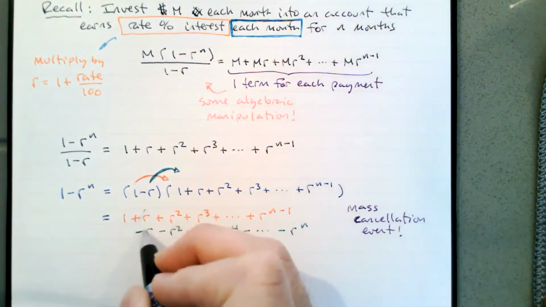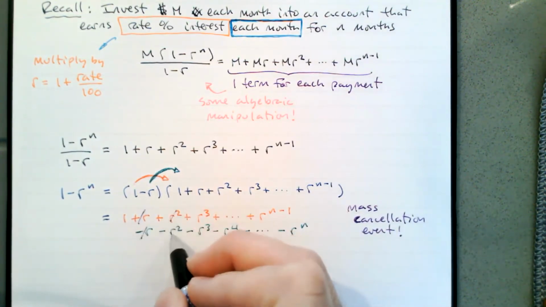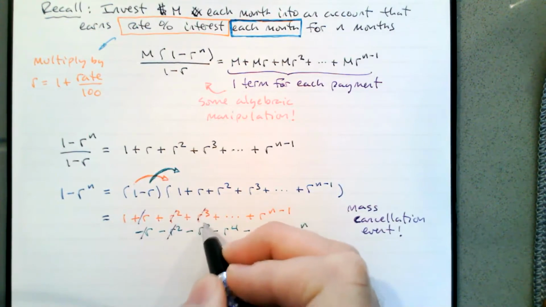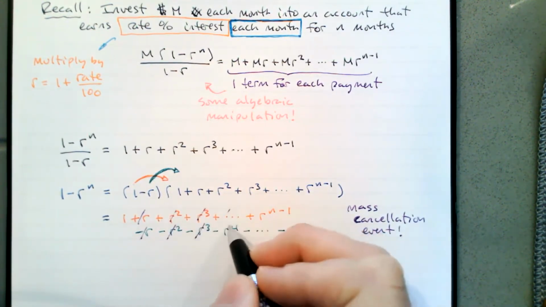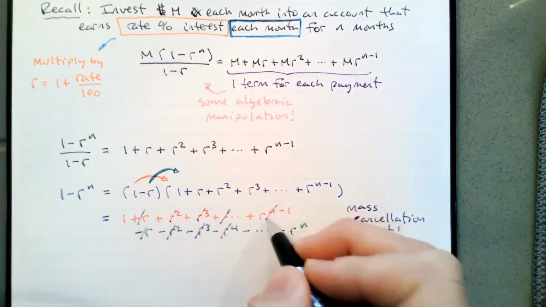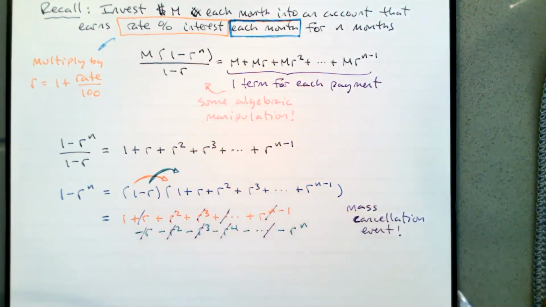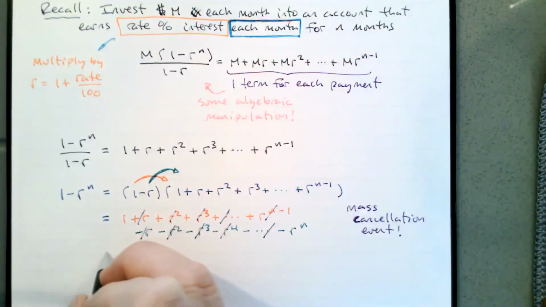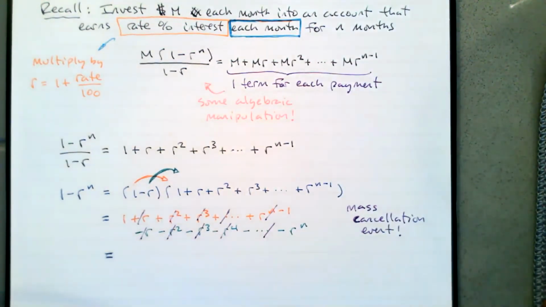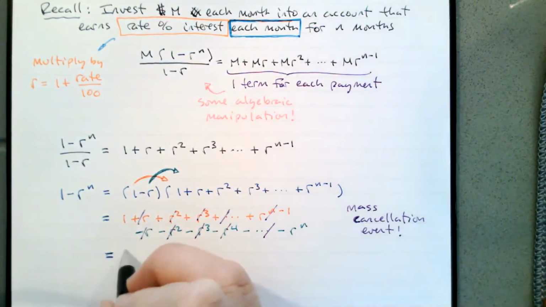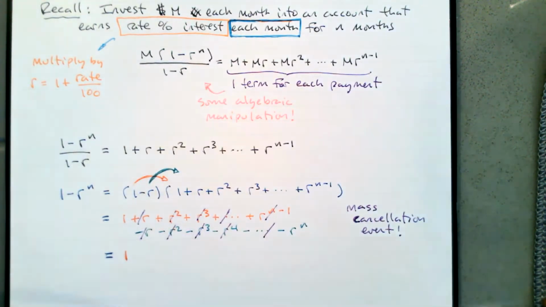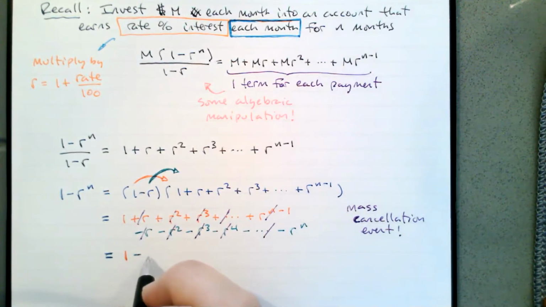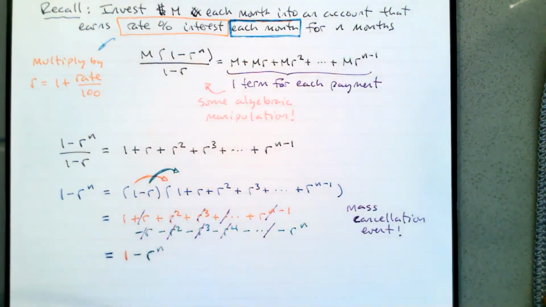As we have a plus r and a minus r, a plus r squared and a minus r squared, a plus r third minus r third, plus r to the fourth minus r to the fourth, a plus r to the n minus one and a minus r to the n minus one. And so all that's left over after our mass cancellation event is the first term, which is the one, and the last term, which is a minus r to the n. That's what we expected to happen.